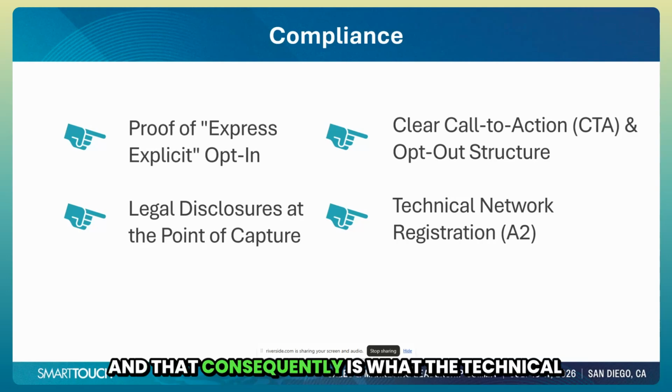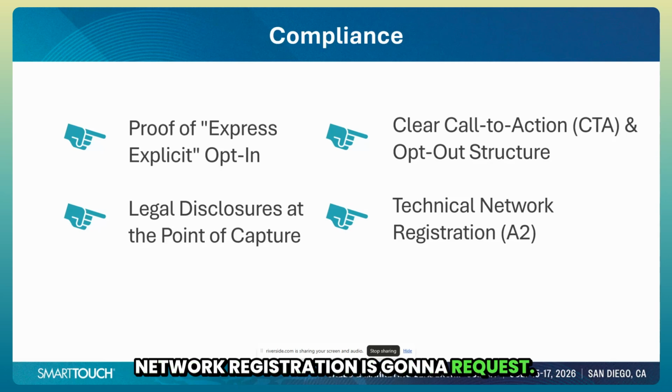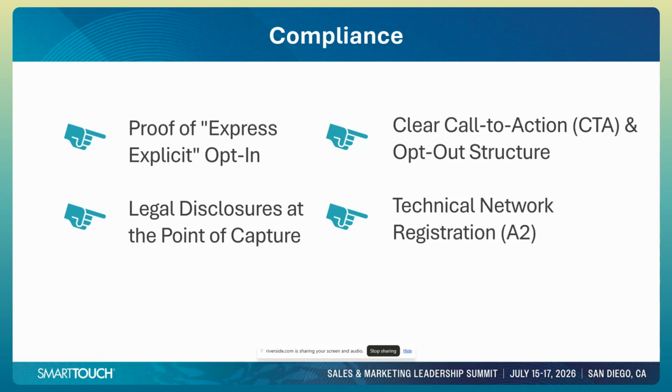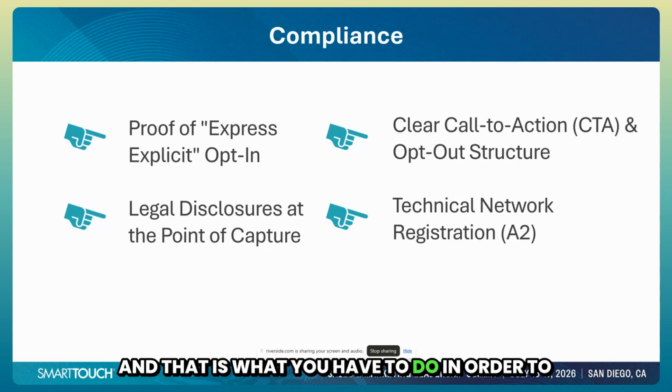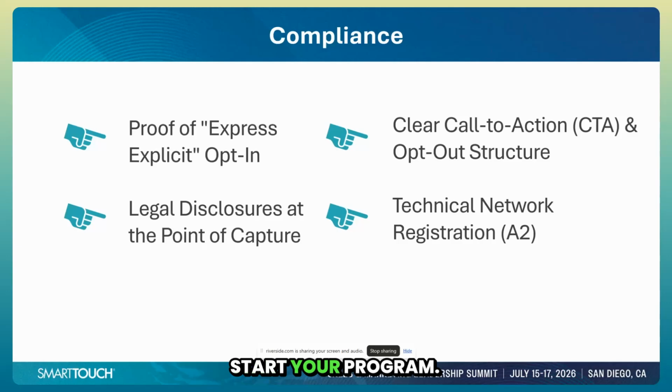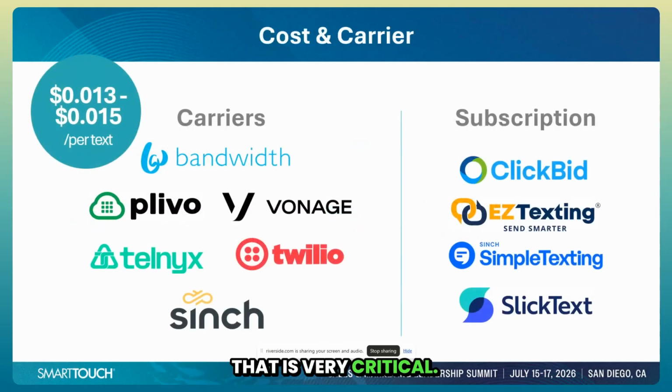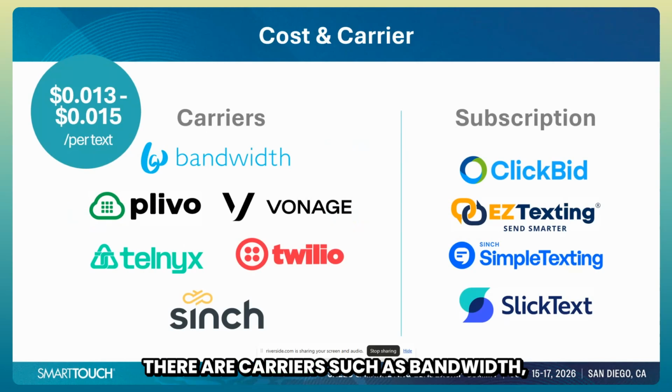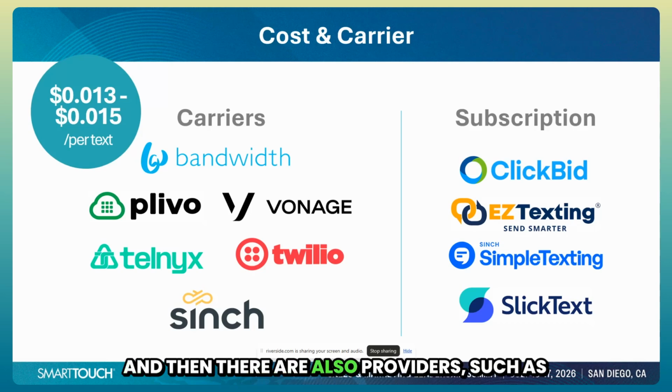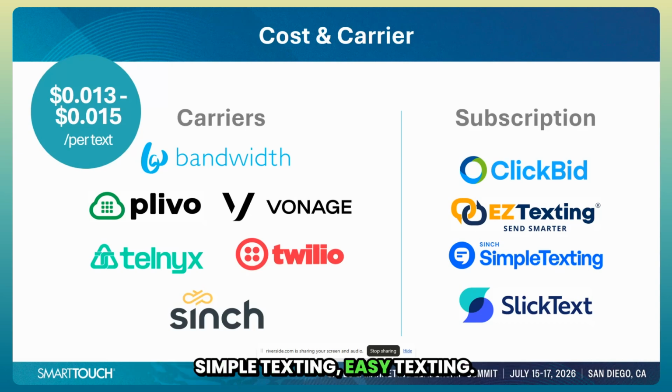And that consequently is what the technical network registration is going to request, right? So there would be a provider that would credit you by having met this compliance. And that is what you have to do in order to start your program. That is very critical. There are carriers such as Bandwidth, Plivo, Vonage, Twilio is the one that we utilize. And then there are also providers such as Simple Texting, Easy Texting.